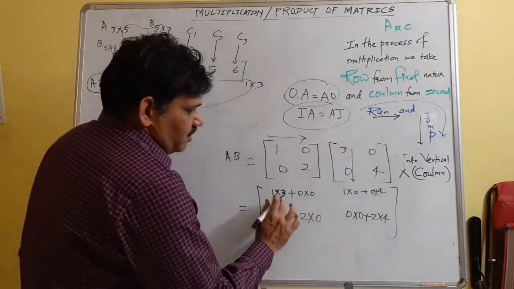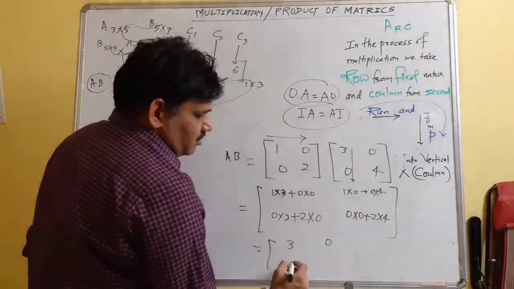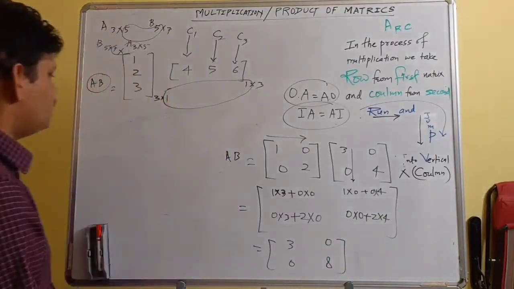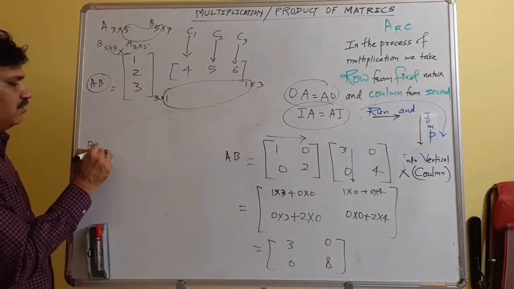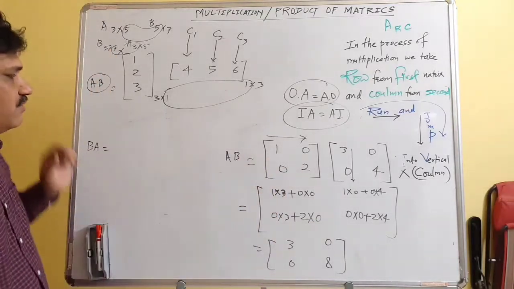The result is 1 into 3, that is 3. Here 0 plus 0 is 0. 0 plus 0 is 0. And 2 4s are 8. Now we try to find BA. And you will be amazed that here AB is equal to BA. That's it.